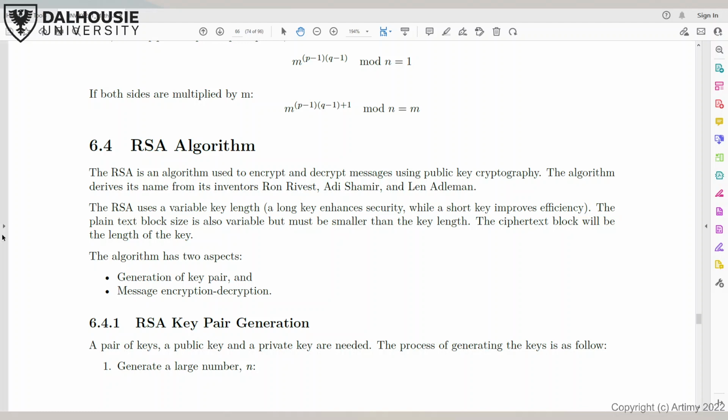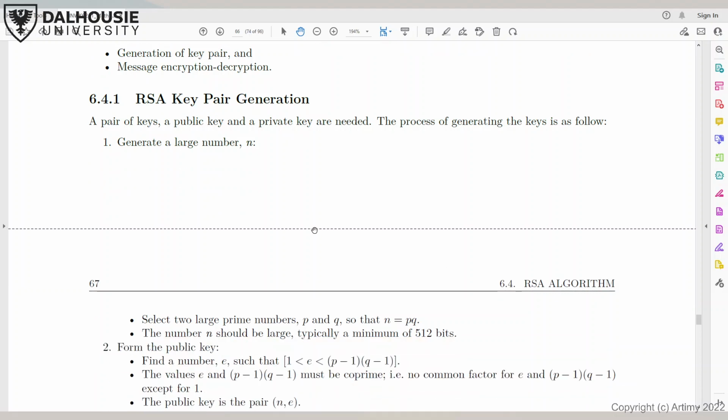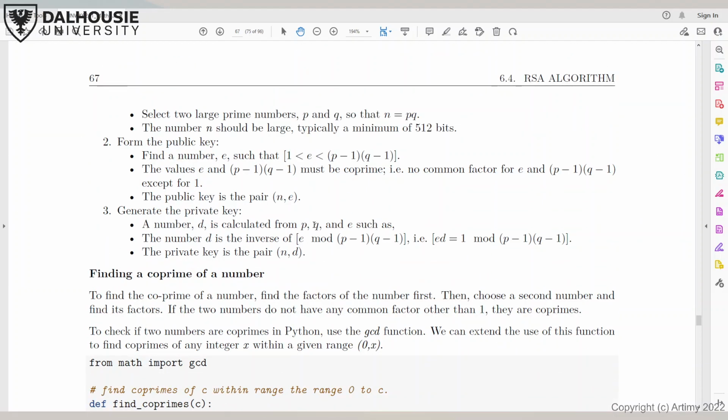All right, so the first bit is how to generate the key. The second aspect is how we do the encryption and decryption, which is the easy part. All right, so how do we generate the keys? We need two keys, remember. So the first step is to come up with two large prime numbers. We'll call one of them P and the other one Q, right?